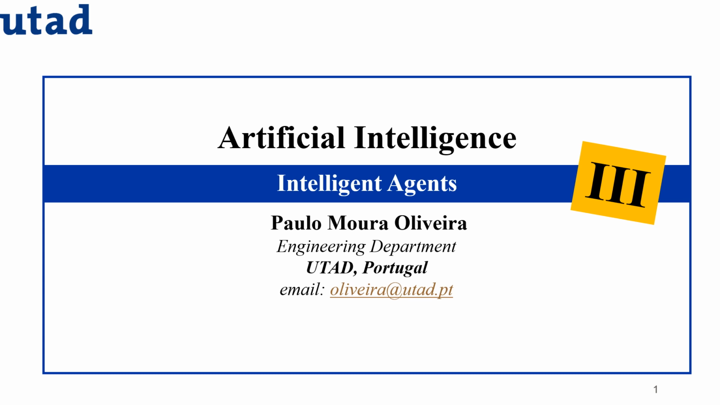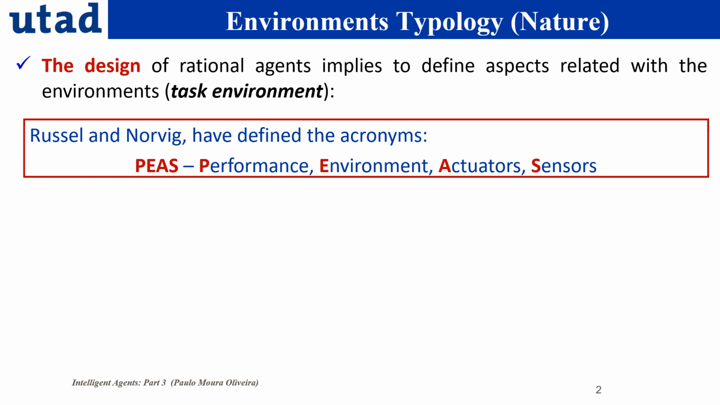Hi, this is going to be video 3 for intelligent agents. In this video, I'm going to speak about the environment, typology, or nature. The design of rational agents implies defining aspects related to the environment, also called the task environment.